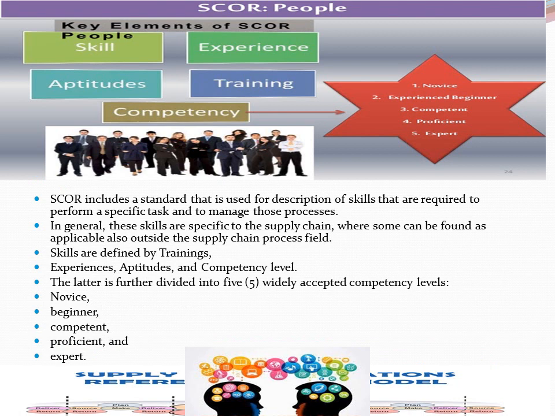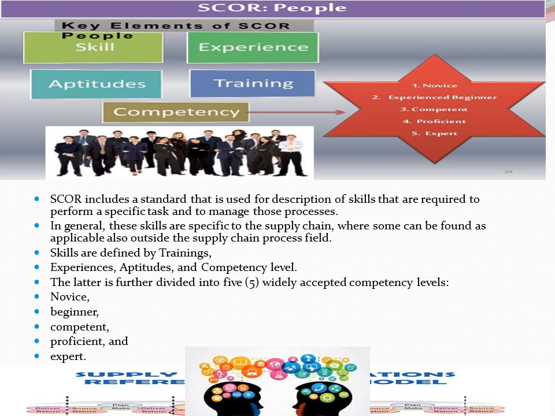Okay, the last is SCOR people. Key elements of SCOR are people: skills, experience, aptitudes, and training. So SCOR includes it. Since it's a reference model, it tells us what kind of people we should hire to run our supply chain management.